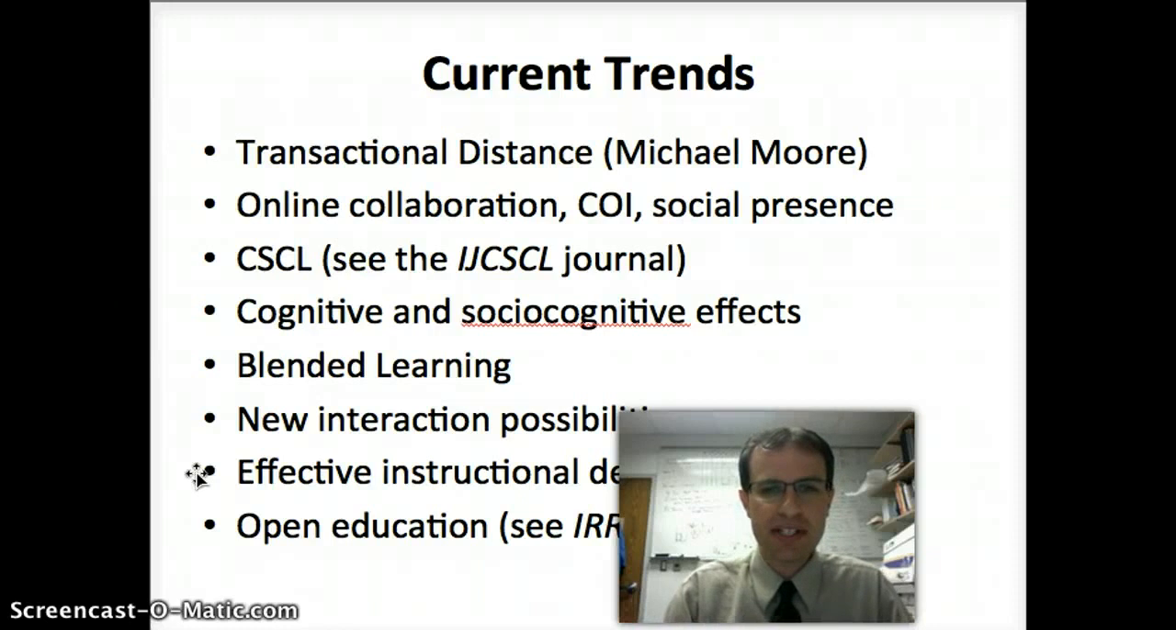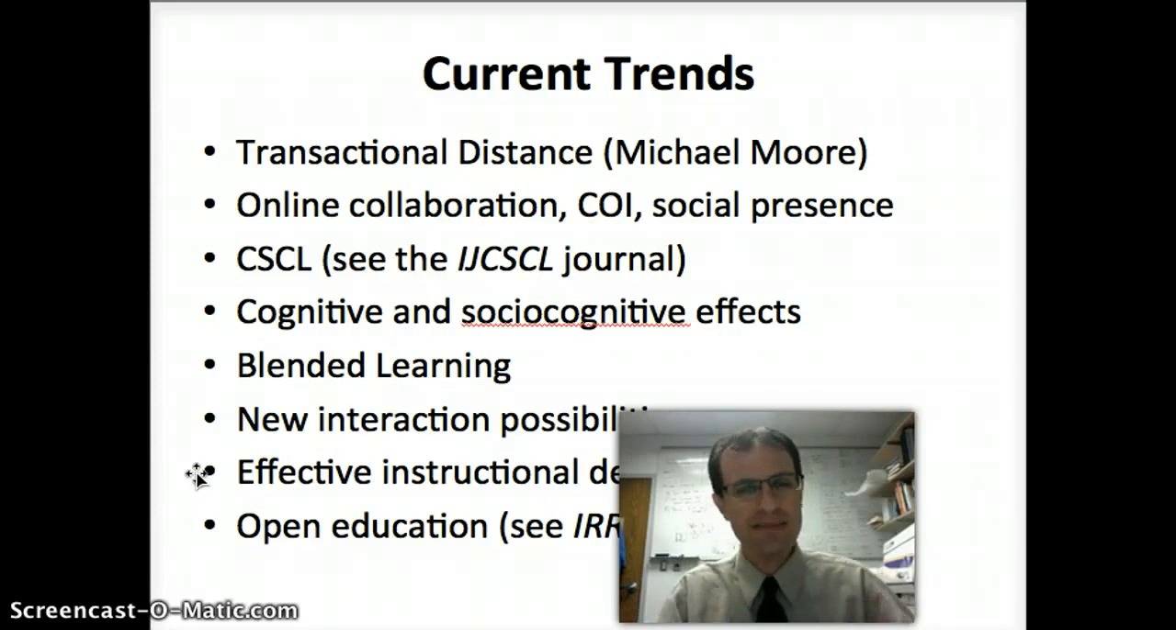There's also a lot of emphasis on, hey, originally people just wanted to get online, and they thought once they got online something magical would happen, and they found out that nothing magical really did happen. And so then they started turning back and saying we need to design effectively what we do online so that it specifically works for online settings. And so instructional designers are becoming very critical for making online learning more effective.